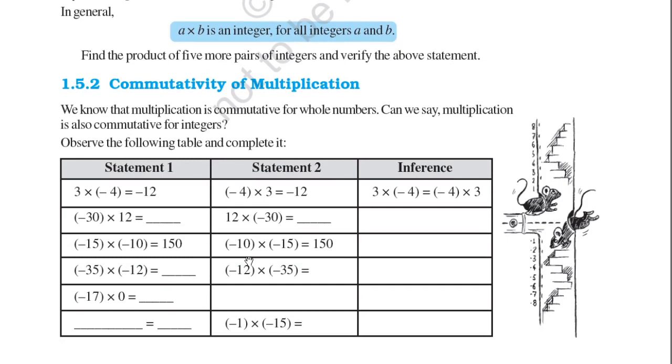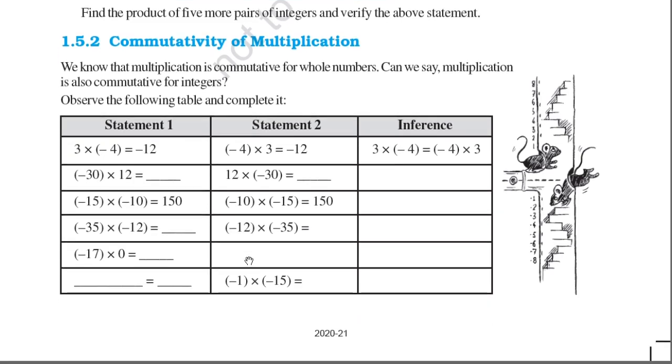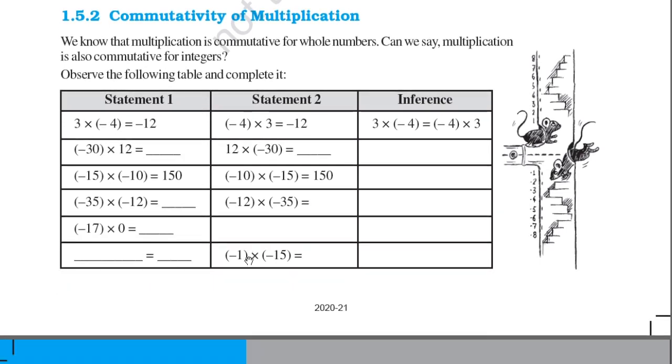5.2 Commutativity of multiplication. We know that multiplication is commutative for whole numbers. Can we say multiplication is also commutative for integers? So observe the following table and complete it. So it is the example of commutative. So you can see here 3 into minus 4 is equal to minus 12. So you can write it as minus 4 into 3 is equal to minus 12. So it will become equal. It is the same thing.